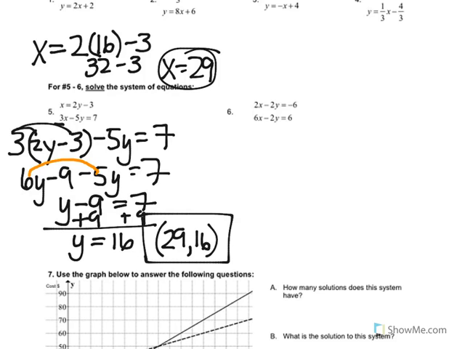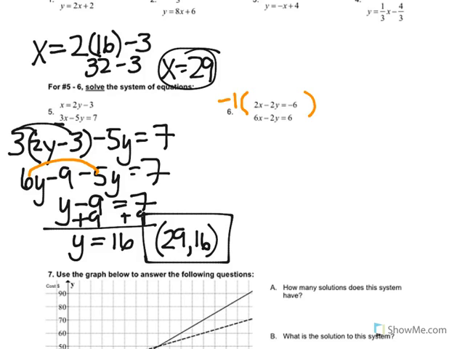And we're done. Okay, now on number 6, we need to look this over and think, what could we possibly do to solve this? I think I'm going to do elimination. And the way I'm going to do elimination is to take this top equation and I'm going to multiply it times -1. Now when you multiply by -1, the only thing that changes is the sign.